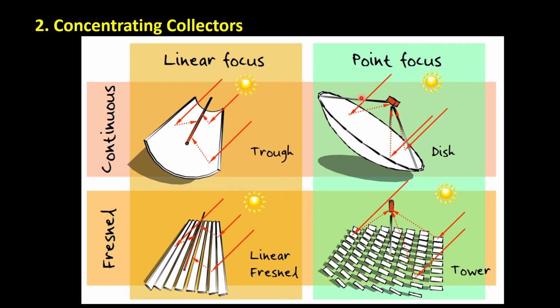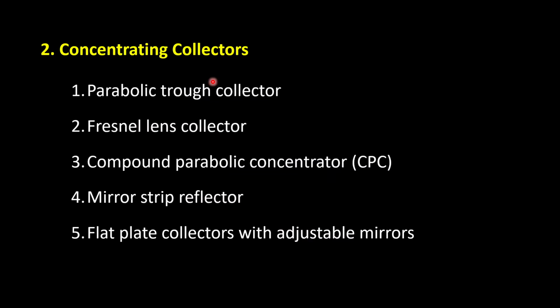Whereas in the point focus, as we can see in dish antennas, the solar radiation falls into the dish and it reflects back and concentrates the solar radiation to a single point, especially the focal point. So that is a dish type and trough shape. And this is about the concentrating type of collectors. And again, we can classify the concentrating collectors into different categories like parabolic trough collector, Fresnel lens collector, compound parabolic concentrator, that is CPC, mirror strip reflector, and flat plate collectors with adjustable mirrors.